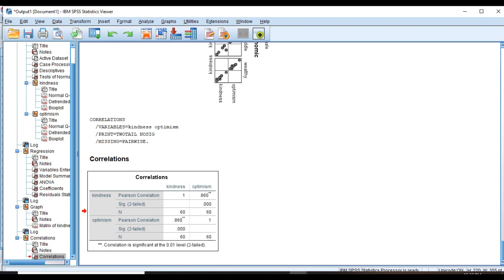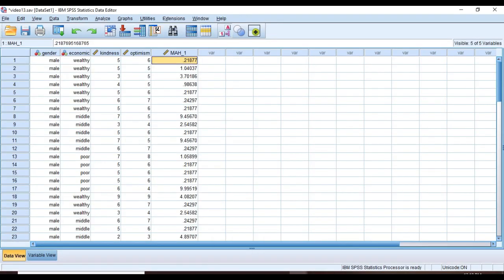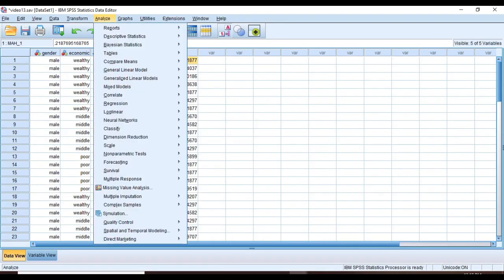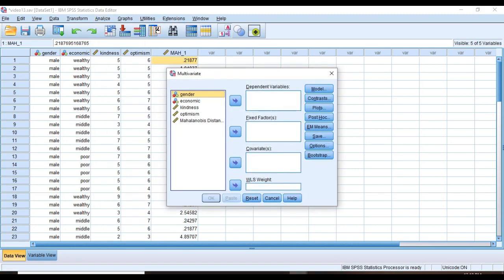And now we're good to conduct the MANOVA test. So go to Analyze, General Linear Model, and Multivariate. Put gender and economic under fixed factors, and kindness and optimism under dependent variables.